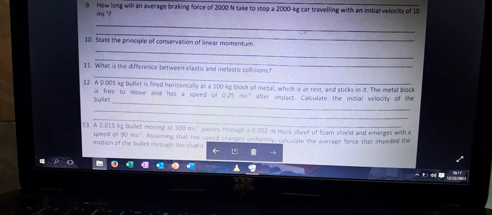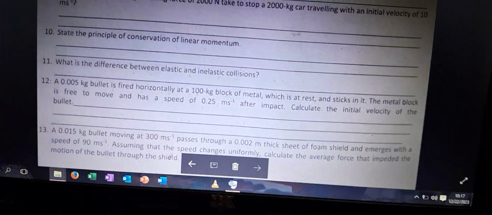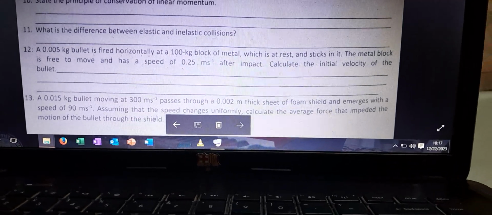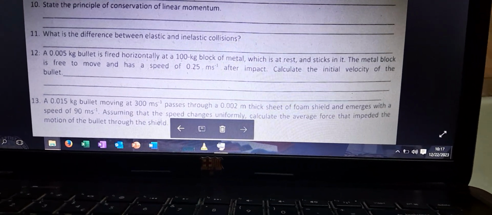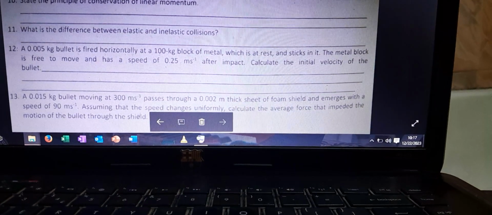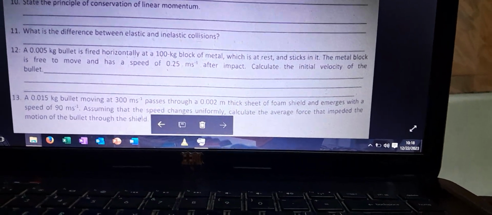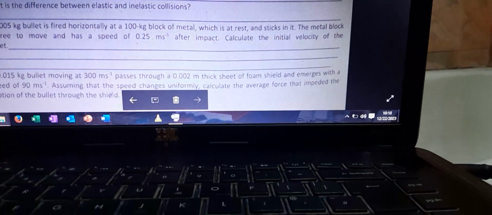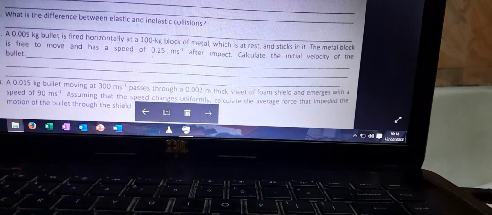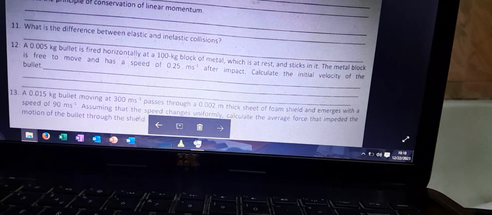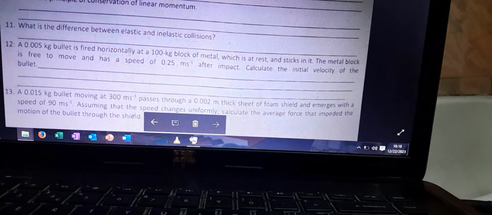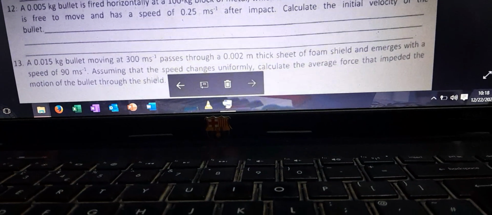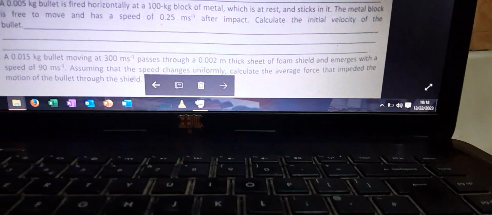Right, next question says, state the principle of conservation of linear momentum. Okay, the principle of conservation of linear momentum states that the total linear momentum of a closed system remains constant if no external force acts on it. In other words, in the absence of external force, the total momentum of a system of objects before an event like a collision or explosion is equal to the total momentum after the event.